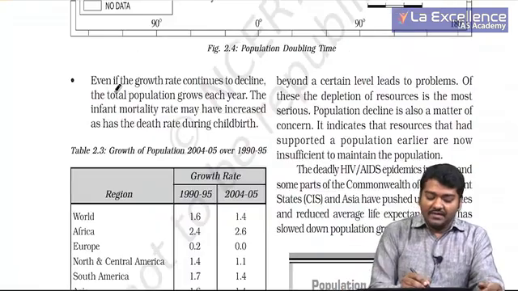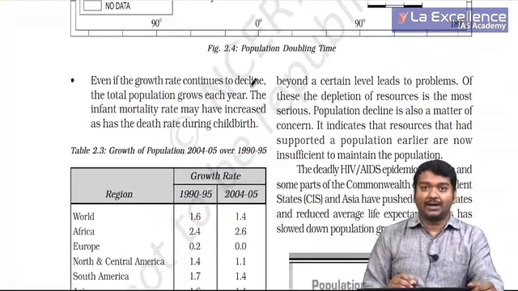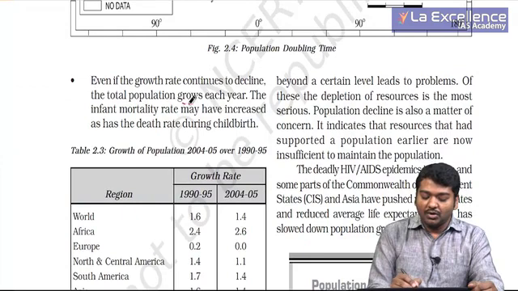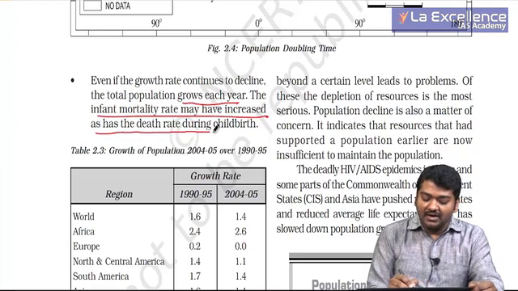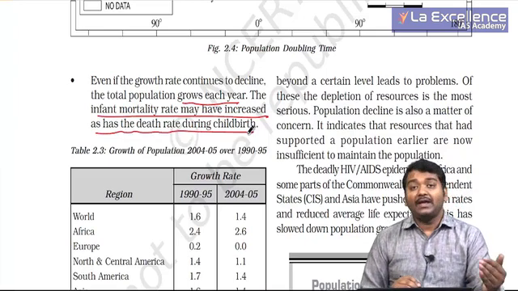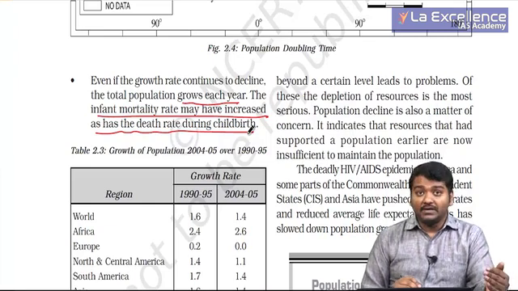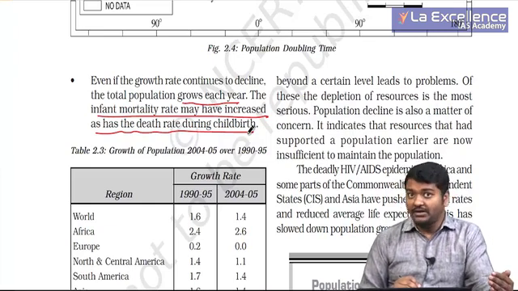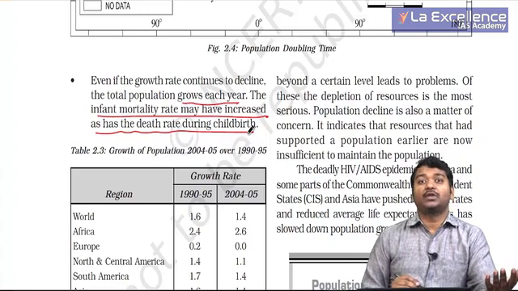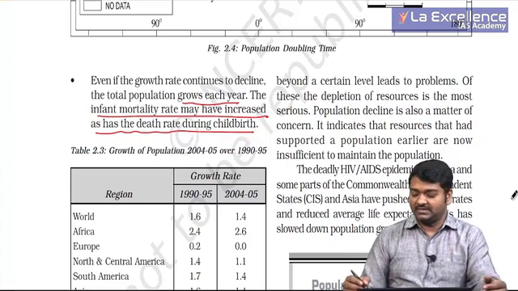And then even if the growth rate continues to decline, the total population grows each year. The infant mortality rate may have increased, as has the death rate during childbirth. It may increase, but still when you see the number of births taking place in a particular country, the overall growth rate of the population increases.